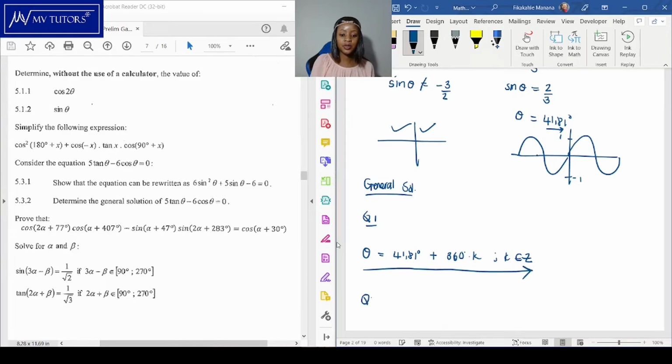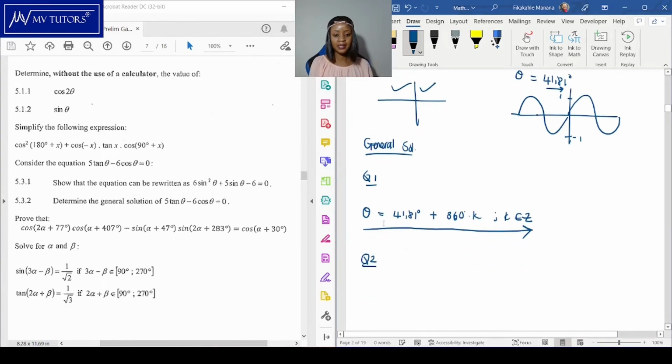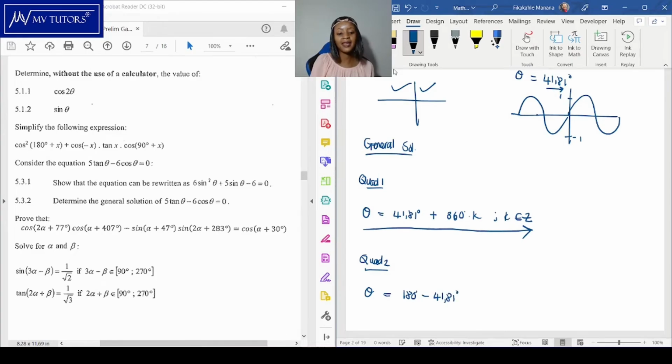Now the general solution for the second quadrant. Maybe I should just say quad 1 and quad 2, because now it looks like question 1 and question 2. So quadrant 1, quadrant 2. So we know in quadrant 2 that we have 180 minus the reference angle, and again, plus 360 degrees, where k is an element of integers.